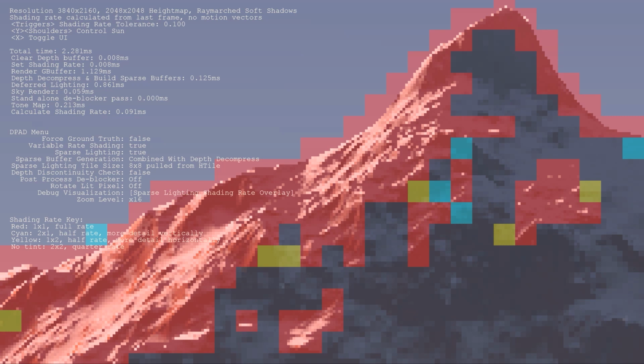So we have a lot of high rate stuff here, which is either because it's being lit directly by the sun and we have a lot of interesting stuff going on, or because it's actually on the silhouette on the top right there, and I'm not testing depth discontinuity in this case, which would reduce the shading rate. But the main takeaway here is we have a lot of stuff running at full rate, but we also have a lot of stuff that's not tinted, which is running at 2x2 rate, and a small amount of the half rates, the yellow and the cyan tints, for 2x1 and 1x2.